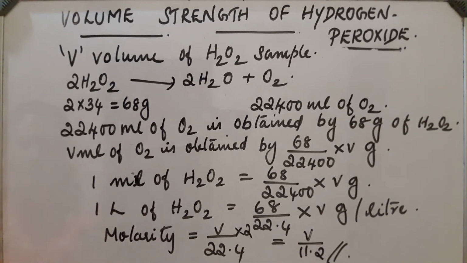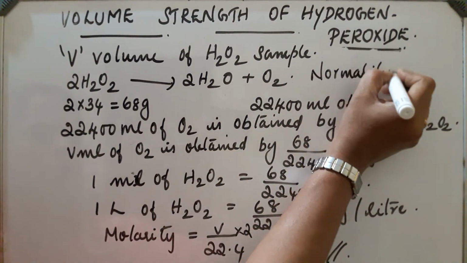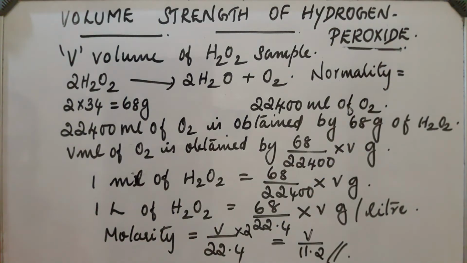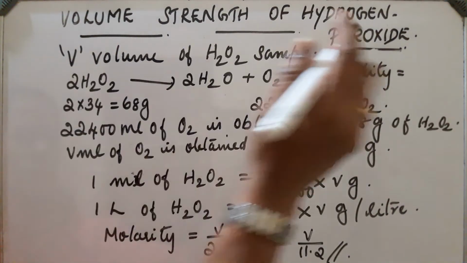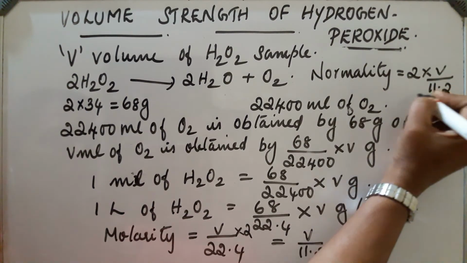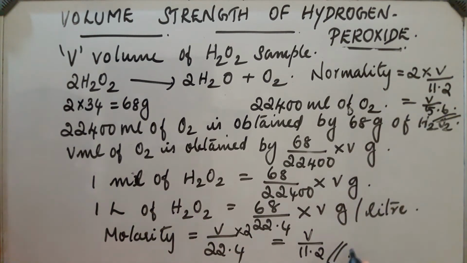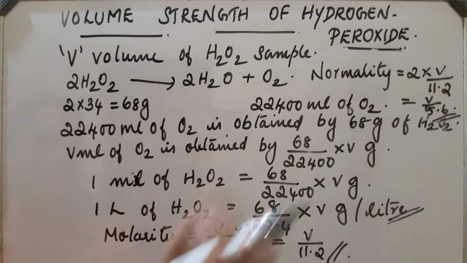Now what will be the normality? Normality is equal to n factor into molarity. N factor of H2O2 is 2. So 2 into V by 11.2, that is equal to V by 5.6. So using these 3 equations, we can find the volume strength of H2O2, the molarity of H2O2, and the normality of H2O2.